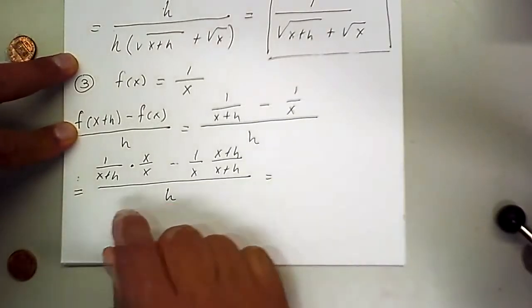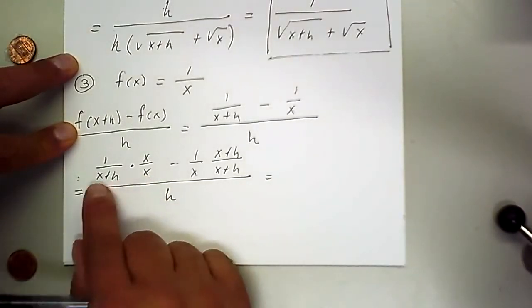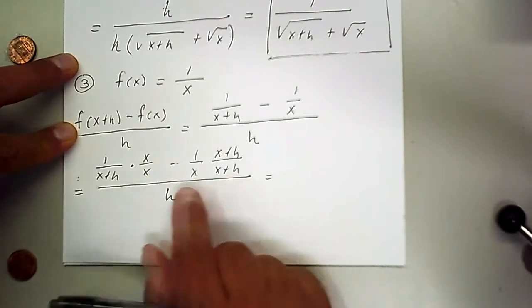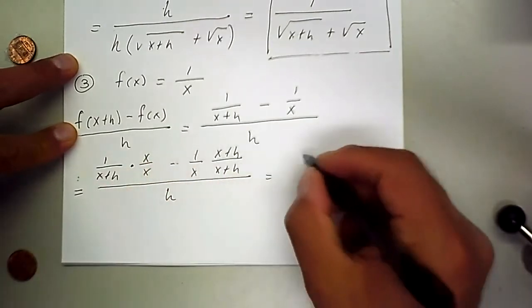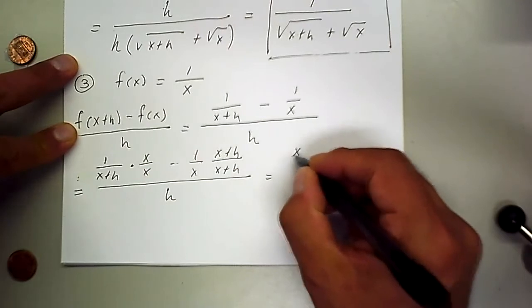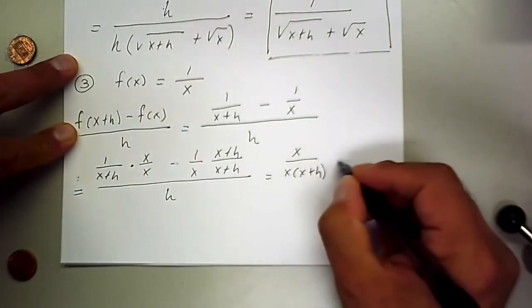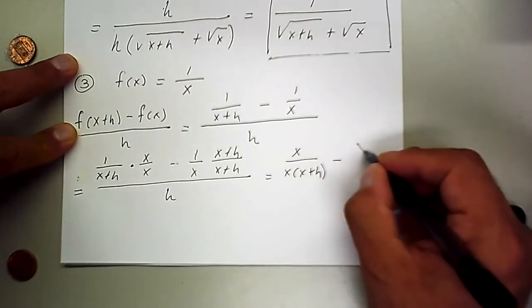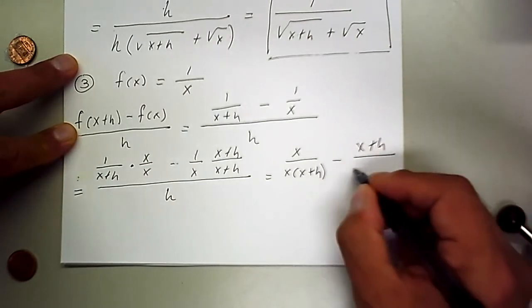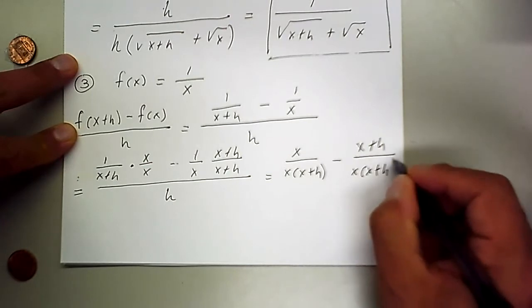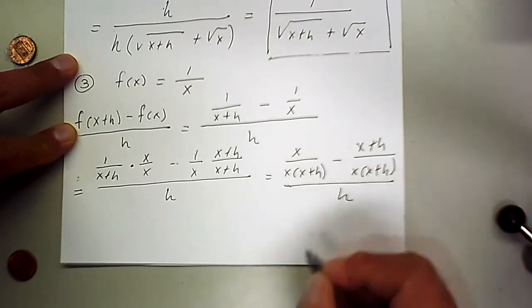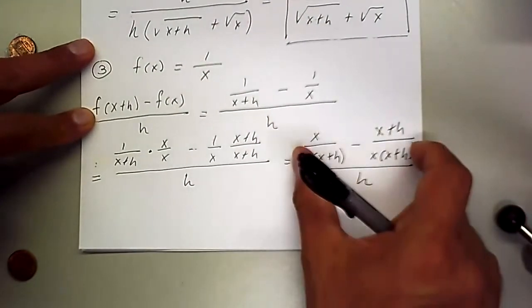All right. So now we have the same denominator, x times x plus h, for both of the fractions. Let me write that down. So we have x over x times x plus h minus x plus h over x times x plus h, all of that over h. Now let's combine the two.